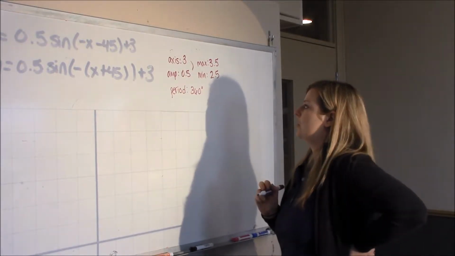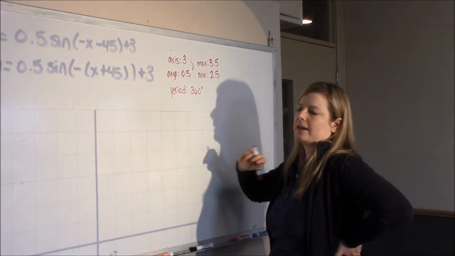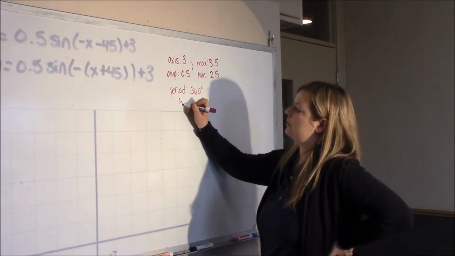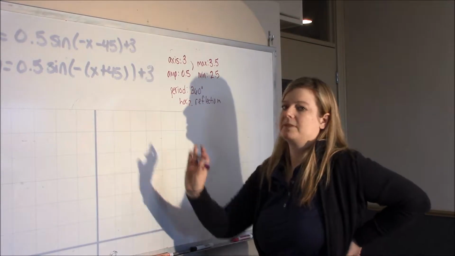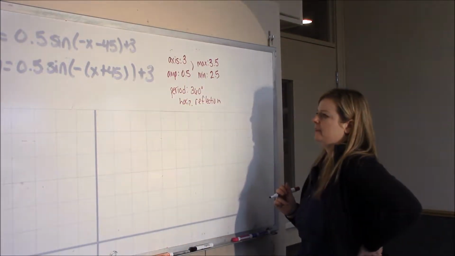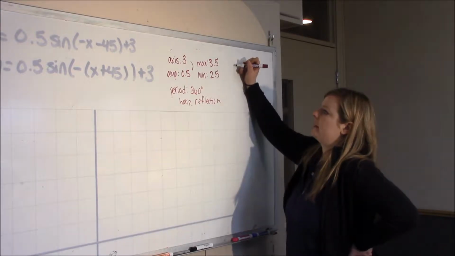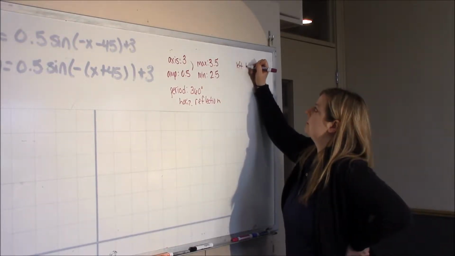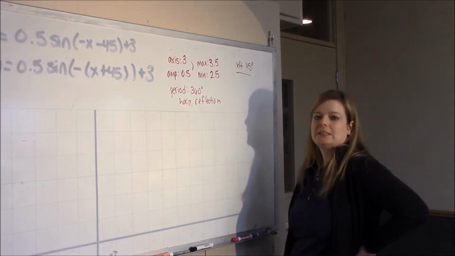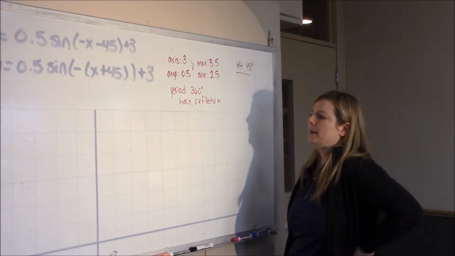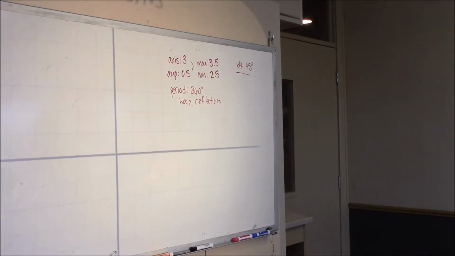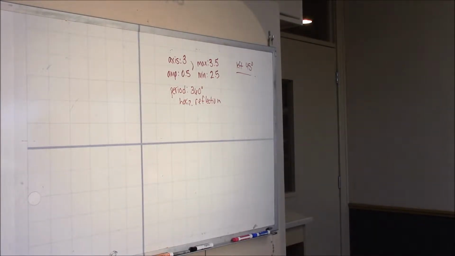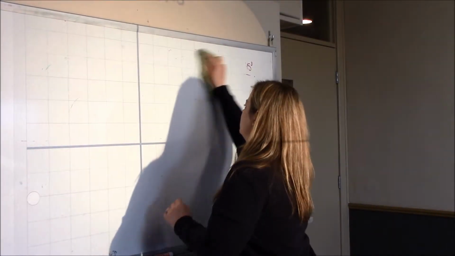Okay? So really, the negative just means that I'm reflecting everything. It's a horizontal reflection. So we're going to be going from 0 to -360. And then I'm going to the left 45 degrees. So we can draw this now. It's going to be on the left side of the y-axis to show that horizontal reflection.